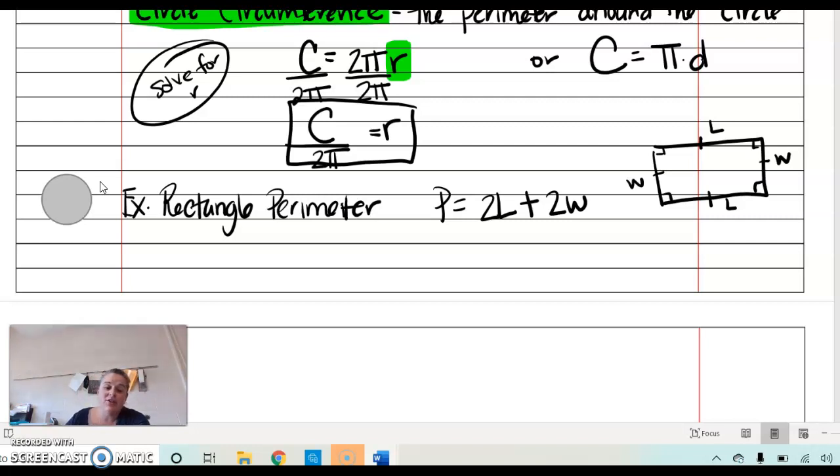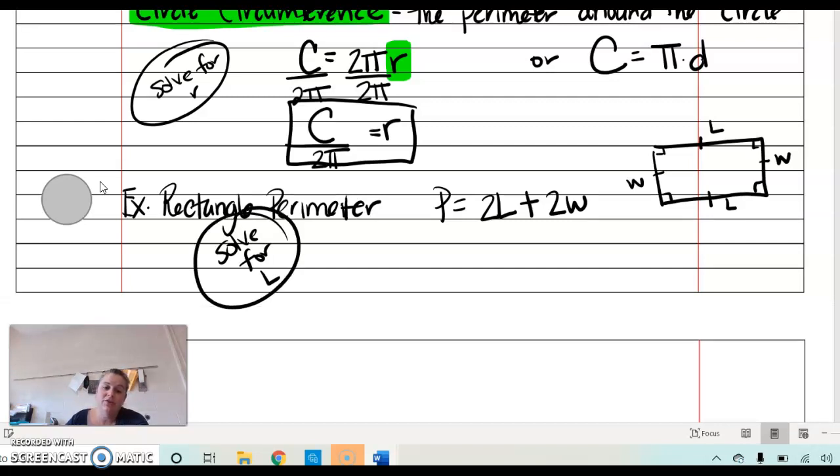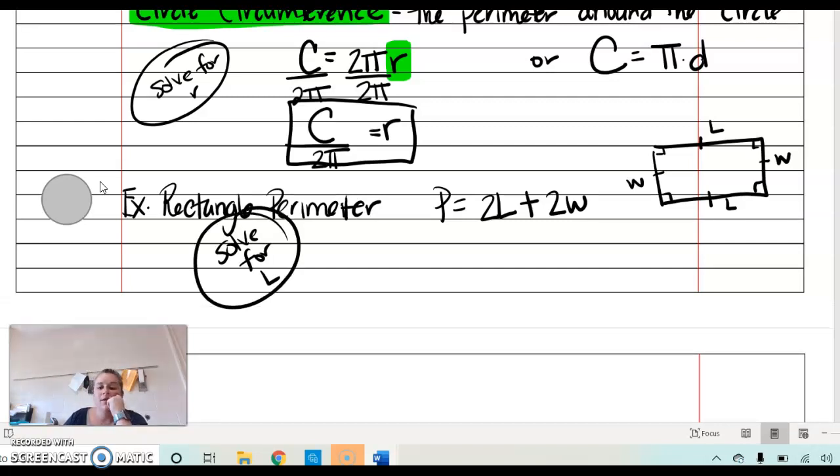So if I wanted us to solve for L, solve for your length, we identify your variable and ask yourself what's happening. Oh, we've added 2w. Let's get rid of adding 2w by subtracting 2w. So I get p minus 2w is equal to 2l.